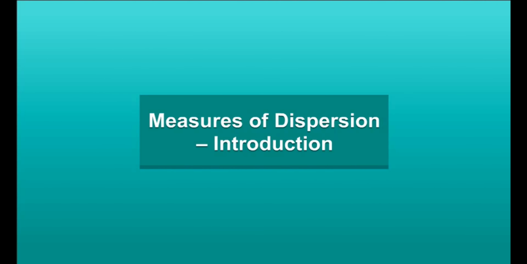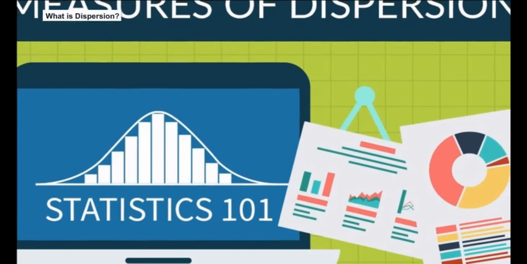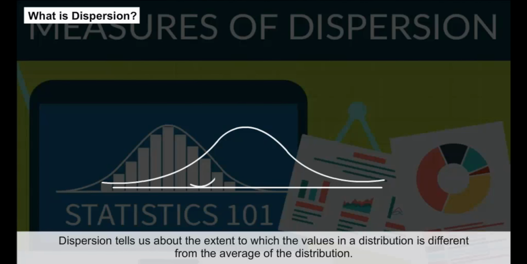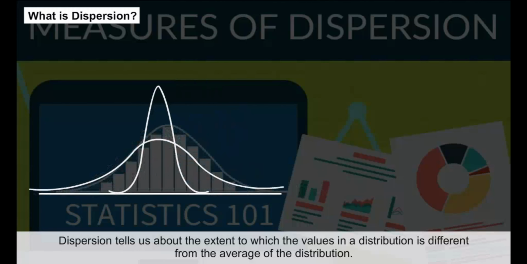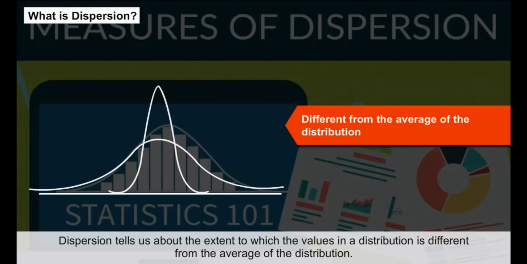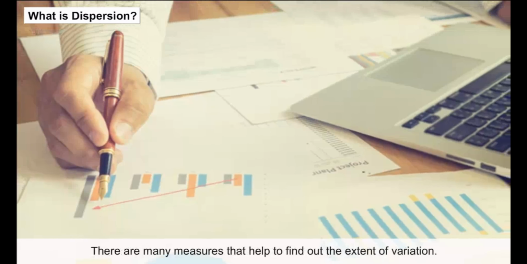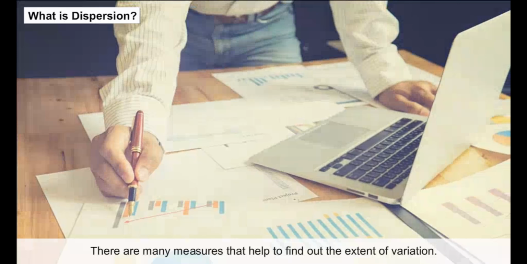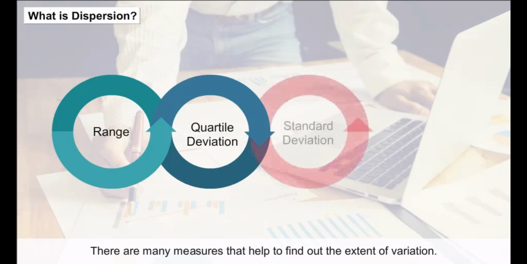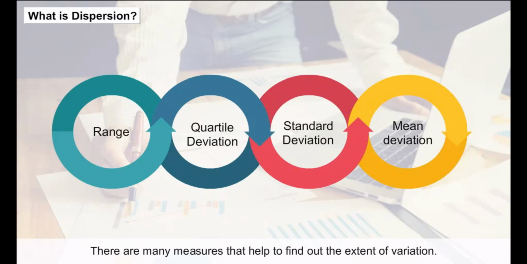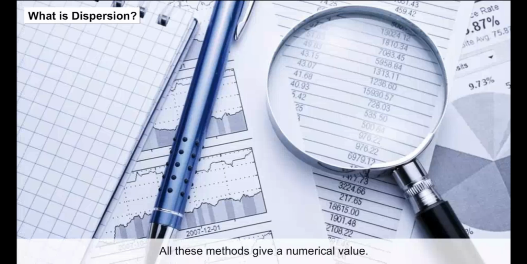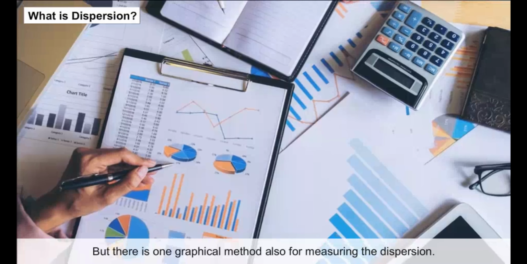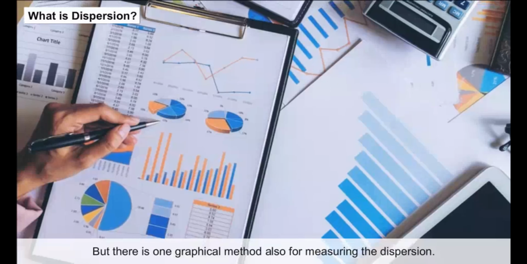Measures of dispersion. Introduction. What is dispersion? Dispersion tells us about the extent to which the values in a distribution are different from the average of the distribution. There are many measures that help to find out the extent of variation, like range, quartile deviation, standard deviation, mean deviation. All these methods give a numerical value. But there is one graphical method also for measuring the dispersion.